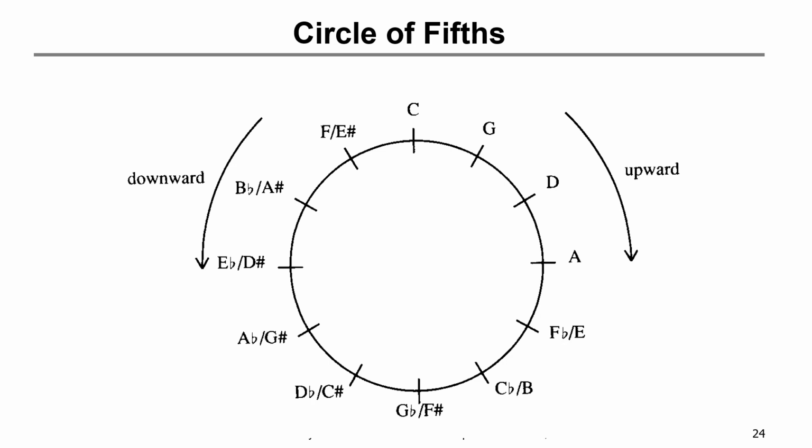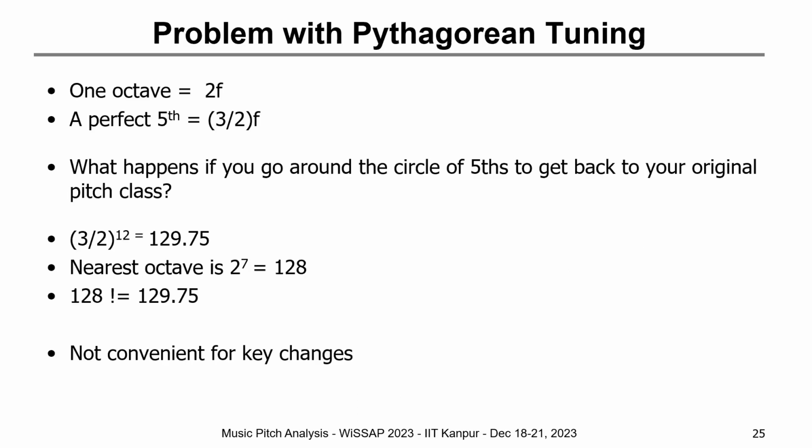Okay. Let's make a calculation. We know that one octave relation is 2 times the reference frequency. A perfect fifth is 3/2, or 1.5 times the reference frequency. If we keep going up by a perfect fifth 12 times, then we have 3/2 to the 12th power. That is 129.75, which is very close to 2 to the 7th power, which is a 7-octave relation, right? But there's some discrepancy.